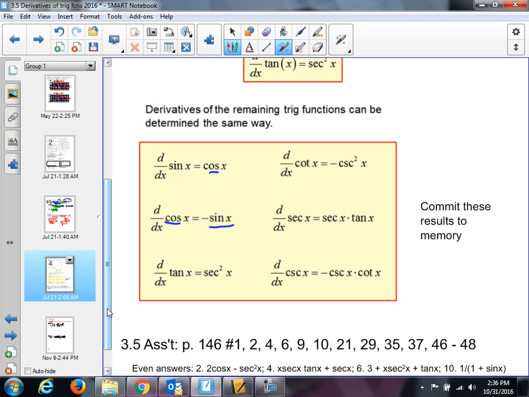Okay? Tangent's derivative is secant squared x. Cotangent's, well, it's automatically negative, but then instead of secant squared, it's cosecant squared, negative. Follow that? The derivative of secant is secant and tangent multiplied. Now look at this. What's the connection there? Instead of secant and tangent, we got cosecant, cotangent. So all you have to really know if you're going to memorize these is that the co-functions have negative derivatives.